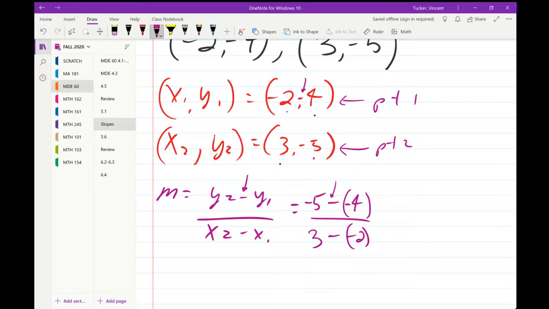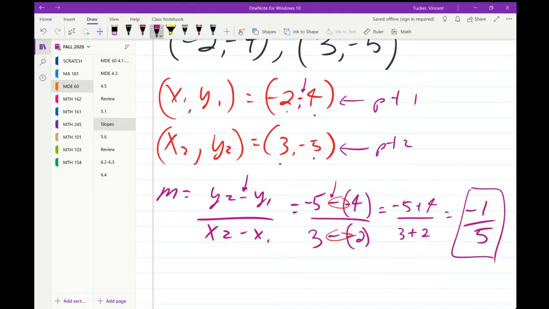All right. Negative to a negative, in both cases we have that, so don't forget that turns positive. So that's negative 5 plus 4 over 3 plus 2, so that'd be negative 1 over 5 as your slope. Don't have to convert it to a decimal or anything. Just leave it as is, but you do have to simplify if it is possible.